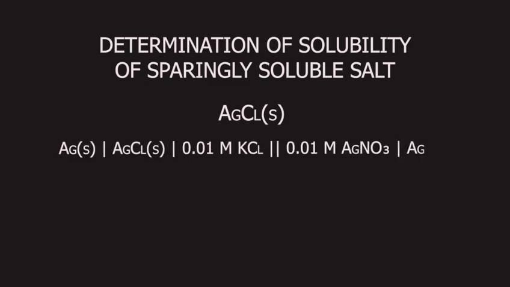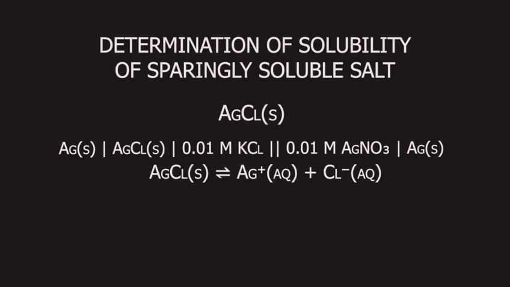Silver solid in contact with silver chloride solid in the presence of 0.01 molar potassium chloride is connected to another silver electrode, which is immersed in a silver nitrate solution of known concentration, also 0.01 molar. These two solutions are connected through a salt bridge. A small amount of silver chloride dissolves, providing silver ions in solution.